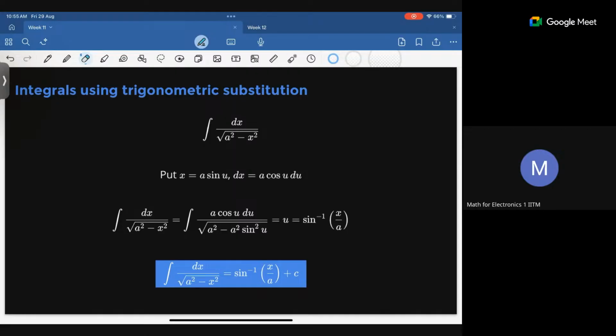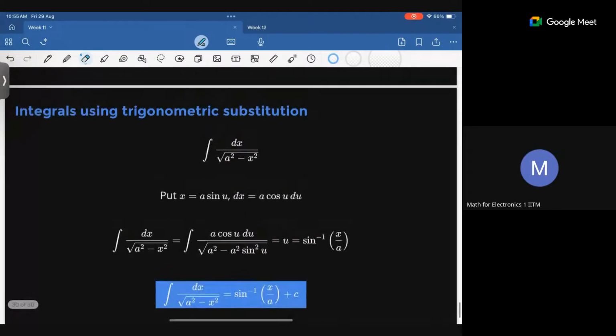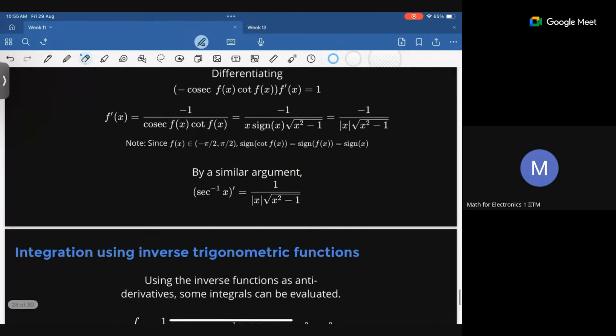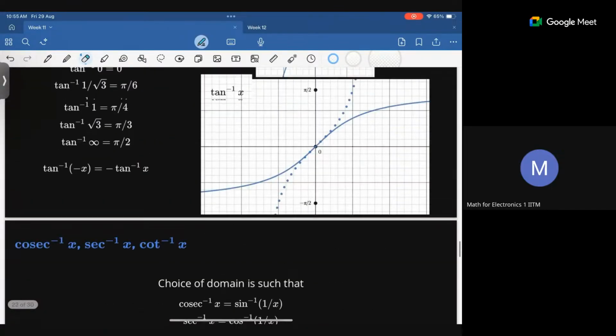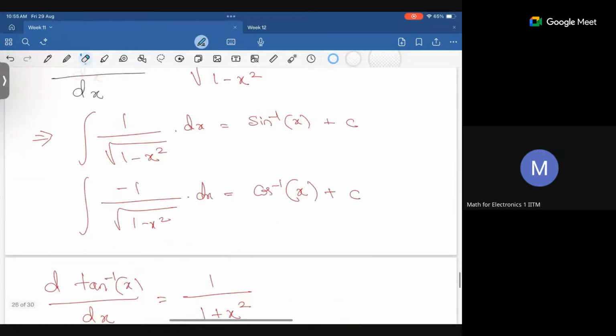Okay, we'll take a short 5-minute break now, and we will resume at 11, and we'll start week 12. These are some concepts that you have to go through in week 11. All right, we'll resume in 5 minutes.